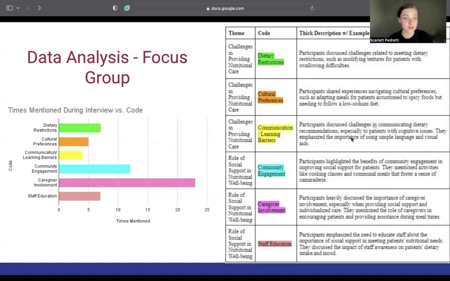And as you can see in this bar graph I have here on the left, caregiver involvement came up way more often than any of the other codes in this one, just to really show how social support and the involvement of caregivers can go such a long way in the lives of the residents.